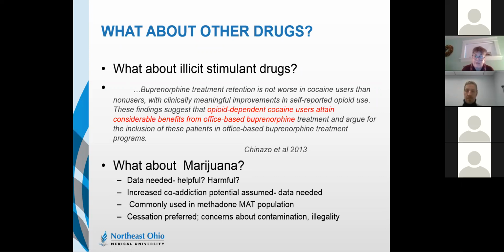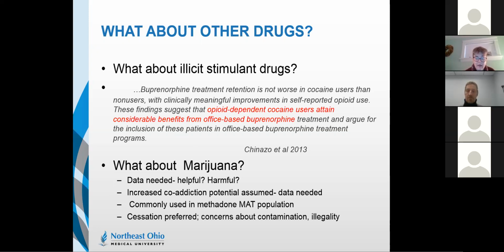Not enough data to know, is it going to be helpful or harmful? I think the sort of folk medicine approach, which seems to make sense, is that if a person has a substance use disorder, any substance that's going to change their mood and their mind and perceptions is a potentially addictive drug for a person, not a helpful medication. So at this point, we might advise people to not use marijuana, but it's commonly used in the methadone MAT population, and not a contraindication to that. And I think in our buprenorphine patients, we also see it pop up fairly frequently.